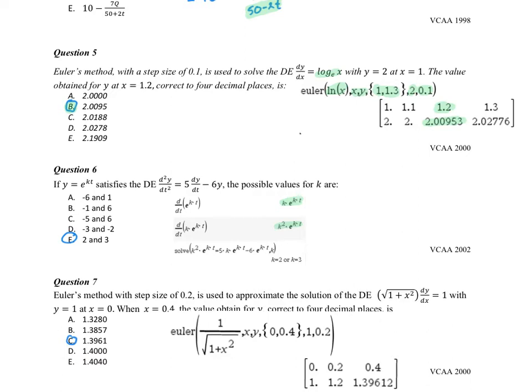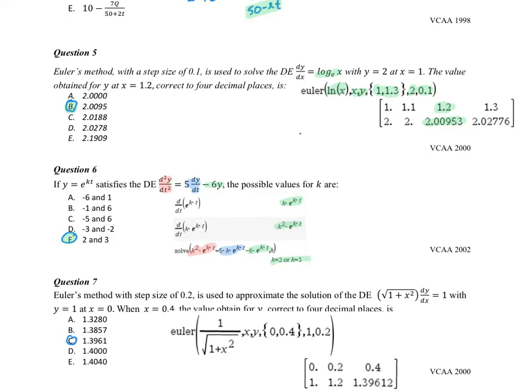So if I put that in, there's my second derivative, k squared e to the kt, is equal to 5 times the first derivative, which is here, minus 6 times y, which is there. And I want to solve that for k. I get k is equal to 2 or 3. So really, let's opt for our CAS at every opportunity.